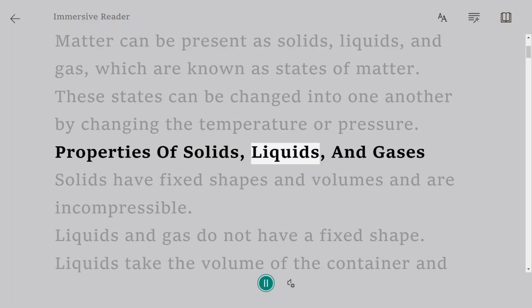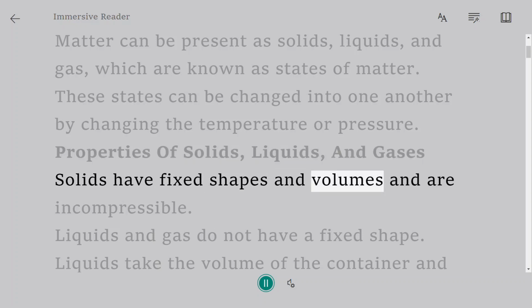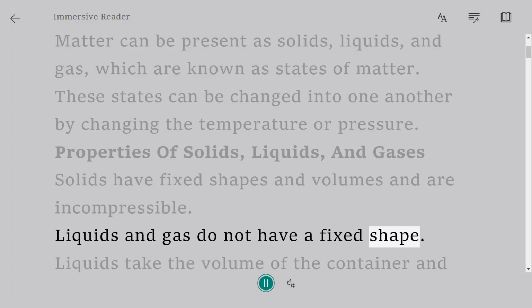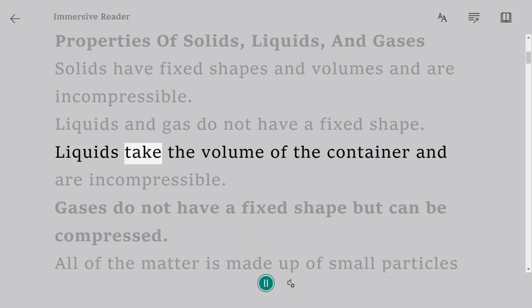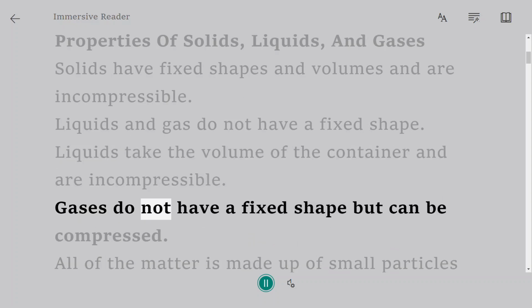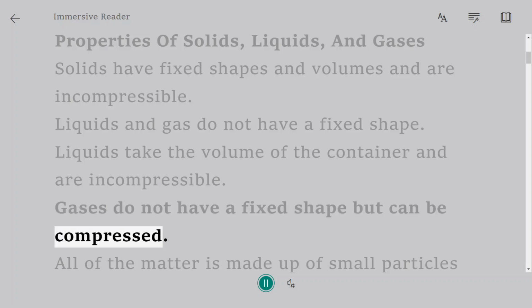Properties of solids, liquids, and gases. Solids have fixed shapes and volumes and are incompressible. Liquids and gases do not have a fixed shape. Liquids take the volume of the container and are incompressible. Gases do not have a fixed shape but can be compressed.